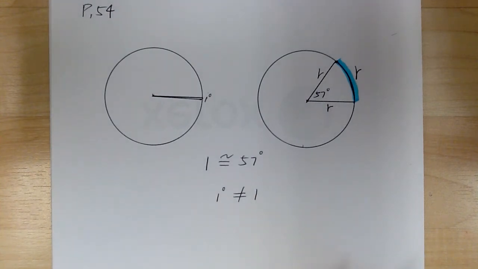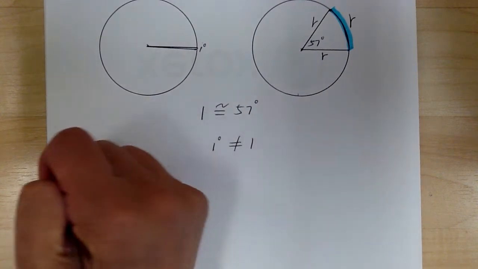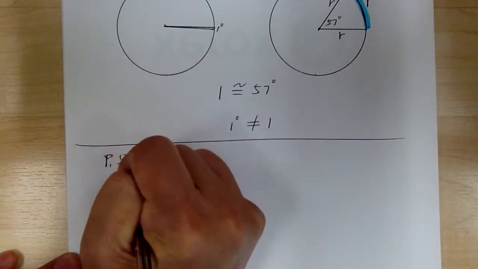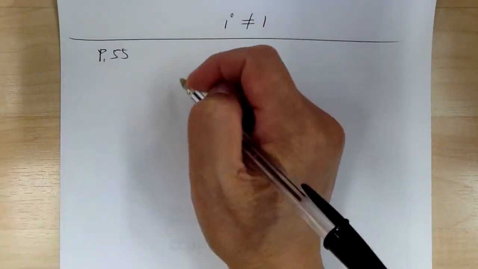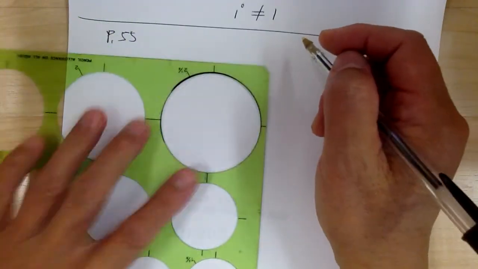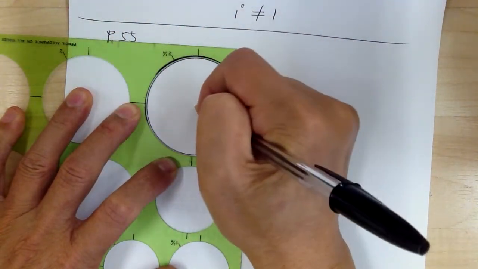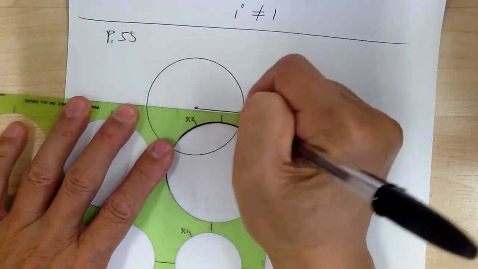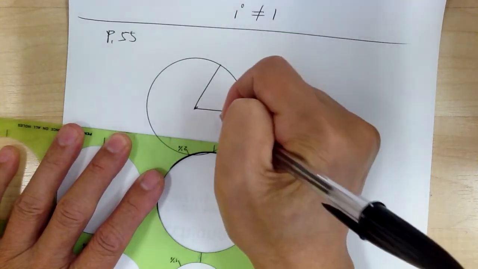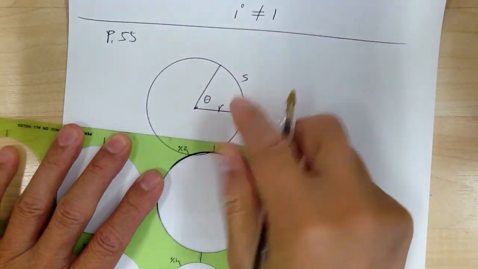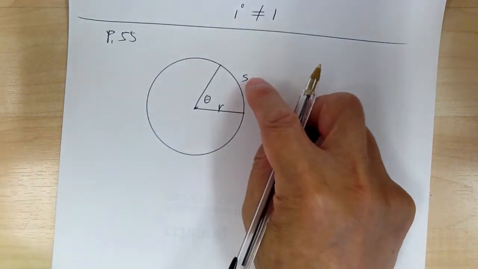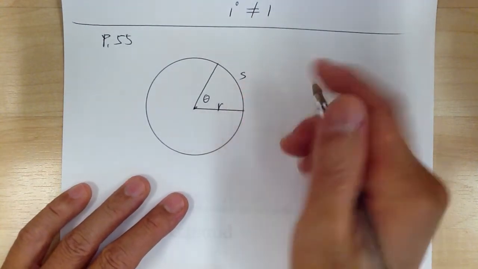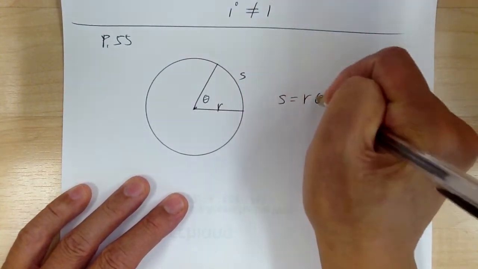Okay, now next, let's go to page 55, and talk about the measure of the central angle. So you have a circle, and the relationship between the angle, so you have the radius over here, and so you have 3 variables, right? You have the radius, you have the central angle, and you have the arc length. The relationship between them is S equals r theta.